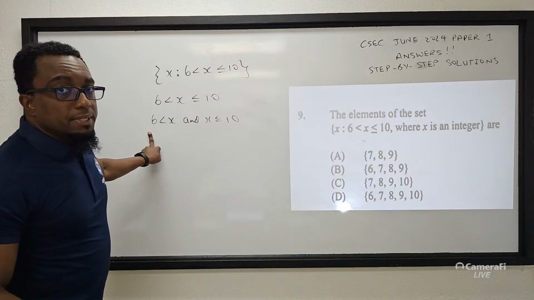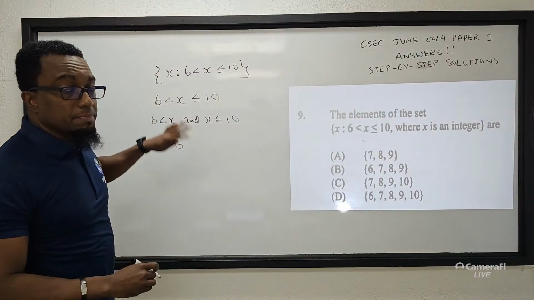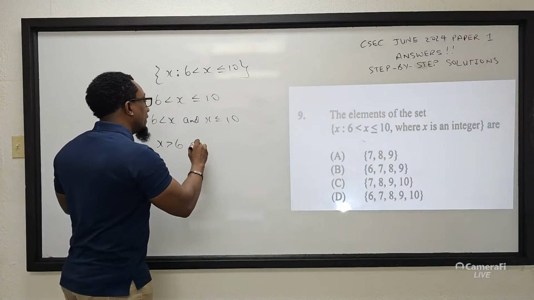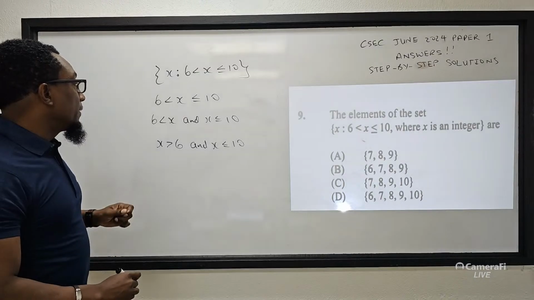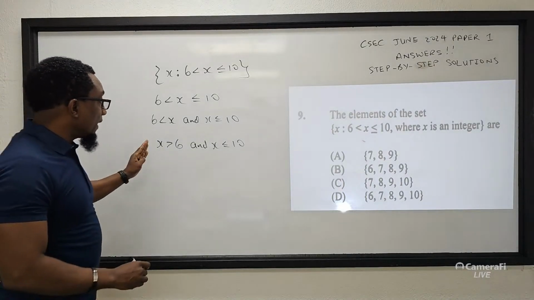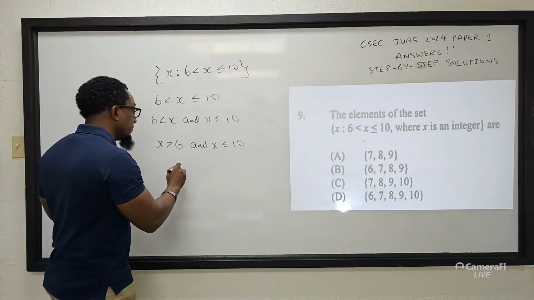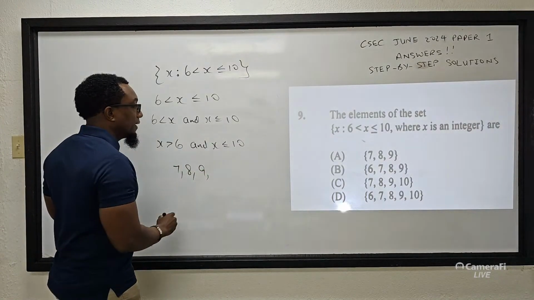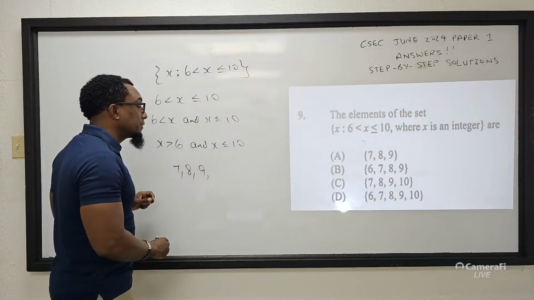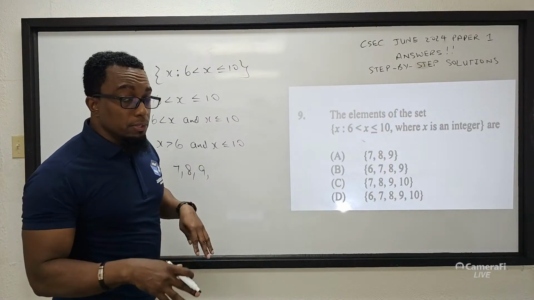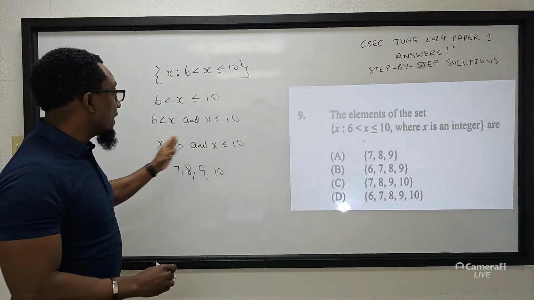But 6 being less than x is the same as x being greater than 6. If 6 is less than x, it means x is greater than 6, and x is less than or equal to 10. So we're looking at numbers that are greater than 6, which are 7, 8, 9, and of course x is less than or equal to 10, so we're also including 10. So we're looking at 10, 9, 8, 7. So it lies within that range.